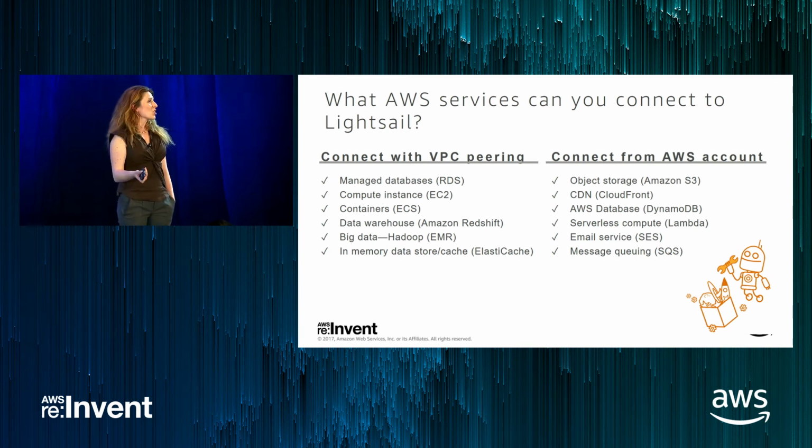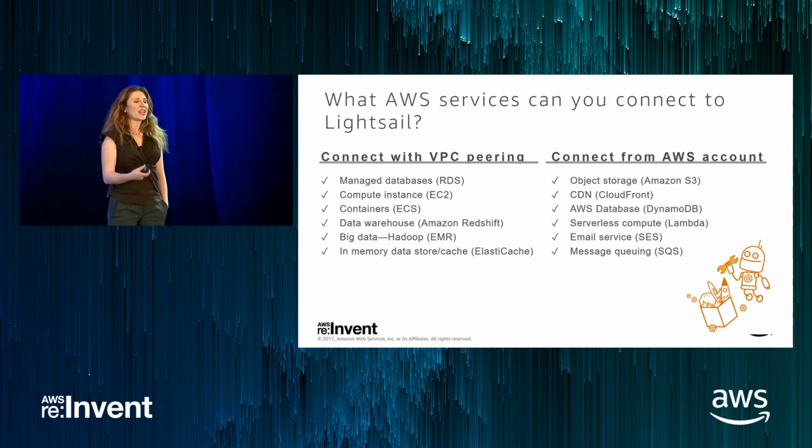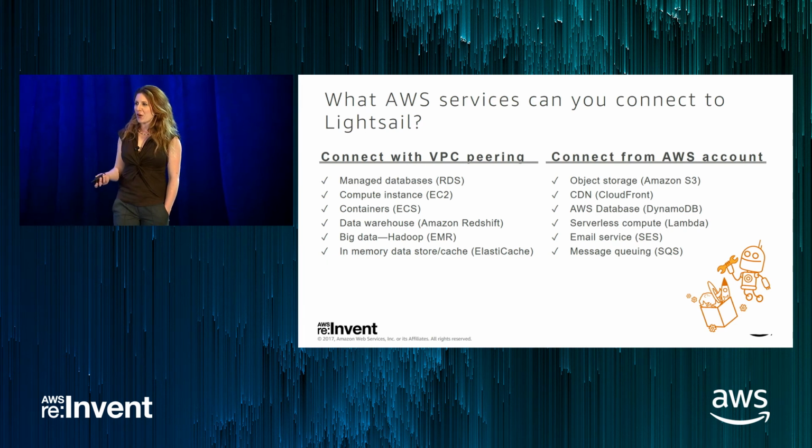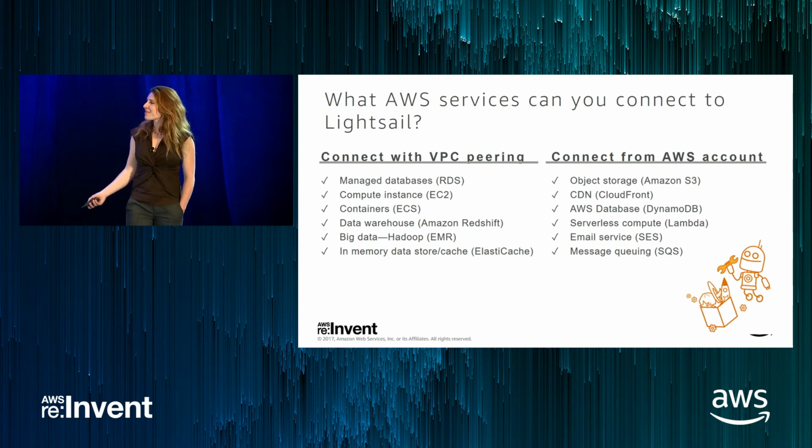So as I mentioned before, for a load balanced application, in many cases you're going to want to have a central database for those instances. And so RDS would be a great option for that. You can turn on peering and then connect.